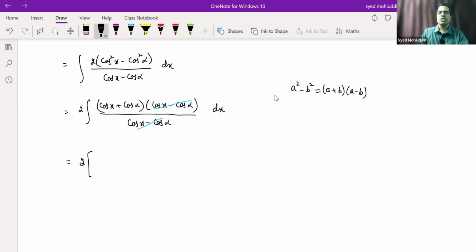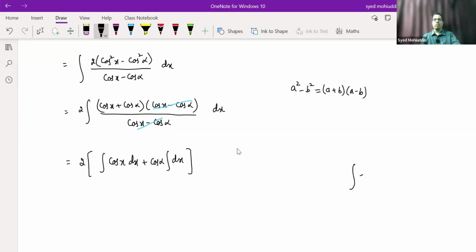So this is cos x plus cos alpha. Now you can apply the integral for the first term, cos x, and multiply that by dx. Similarly, apply the integral for the second term, the integral of cos of alpha times dx. The reason why I have written cos alpha outside is because I'm integrating with respect to x. When I'm integrating with respect to x, this alpha will be a constant. Therefore, cos alpha will be acting as a constant. It's better to write it outside.